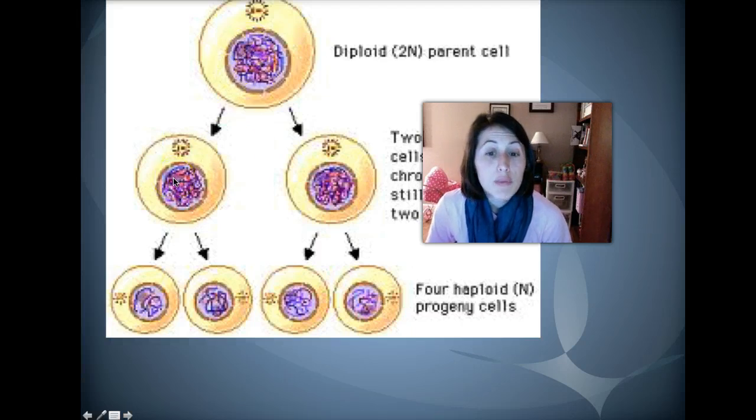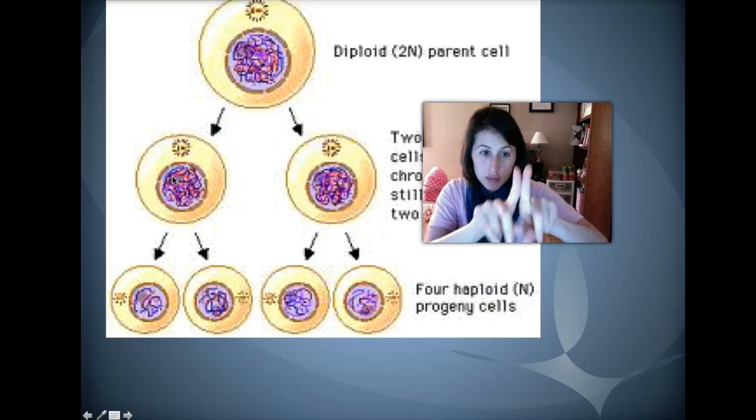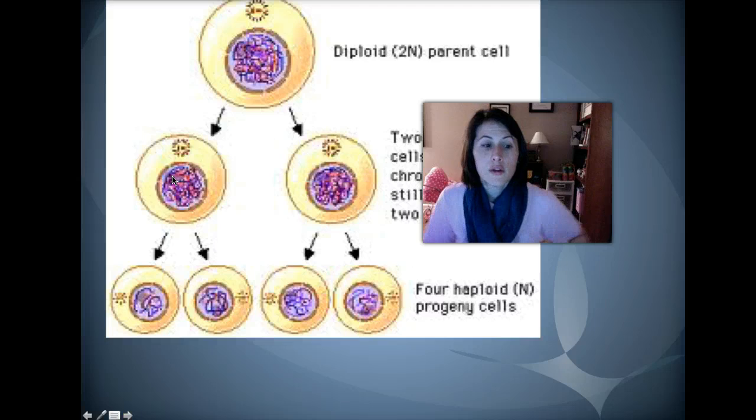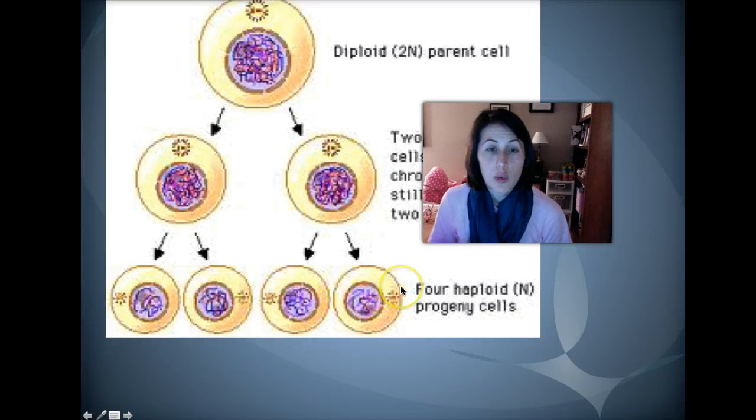Now we have 2 haploid cells with sister chromatids stuck together. Okay, and then after that splits again, it divides, and now we have 4 haploid cells that will eventually become possibly offspring.